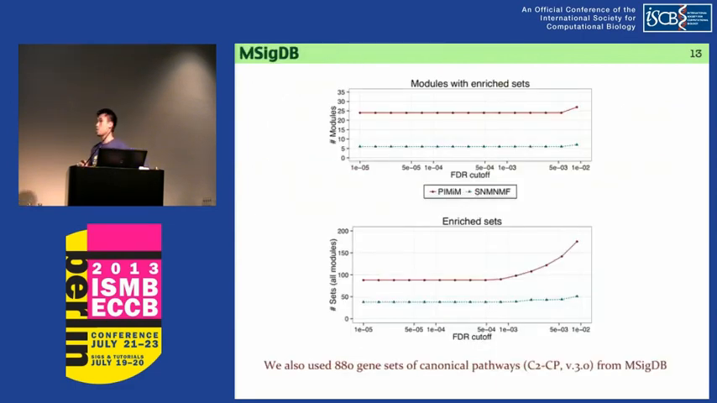Okay, the second question we ask is, do the modules that we get represent something or have any meaning? So we use a set of 880 gene sets from the MSigDB database. This is a curated set of genes known to participate in different pathways. We use correction for multiple hypothesis testing and vary across different false discovery rate cutoffs on the x-axis. The top plot shows the number of modules that are enriched by at least one of those gene sets, and the bottom plot shows how many of those gene sets are enriched by at least one of our modules. In both plots, our method does better than the non-negative matrix factorization method.